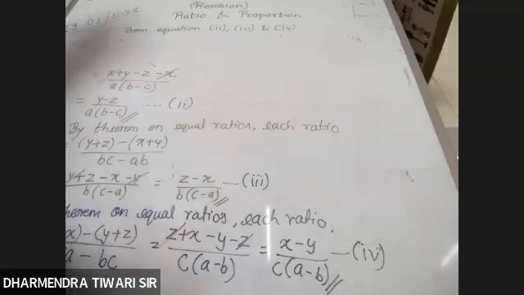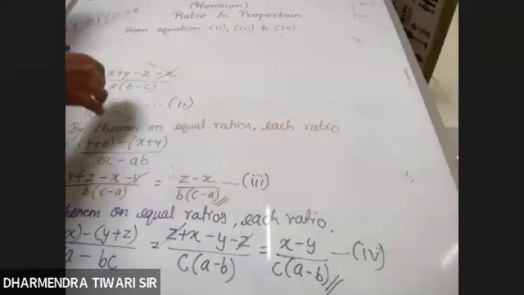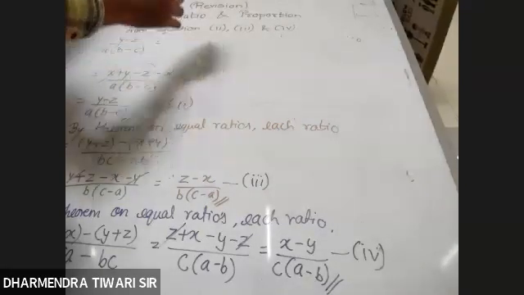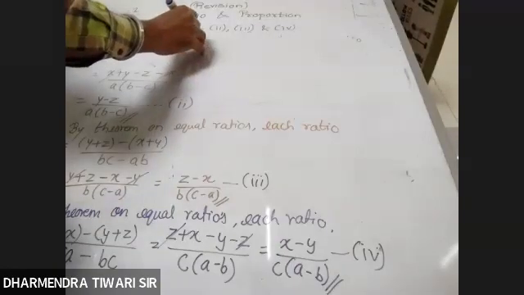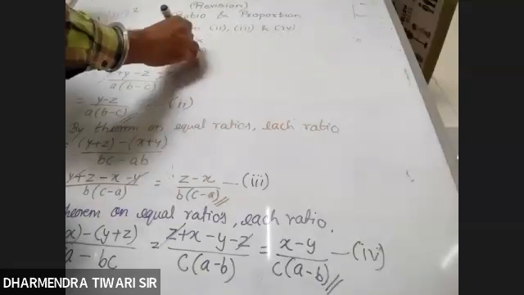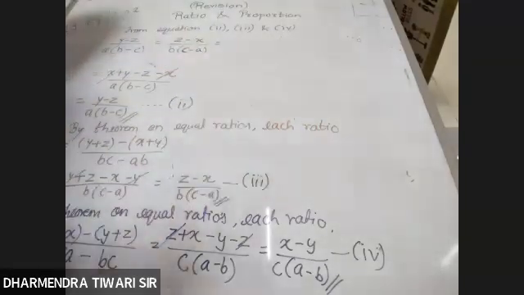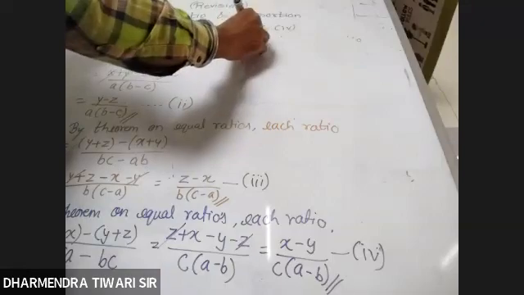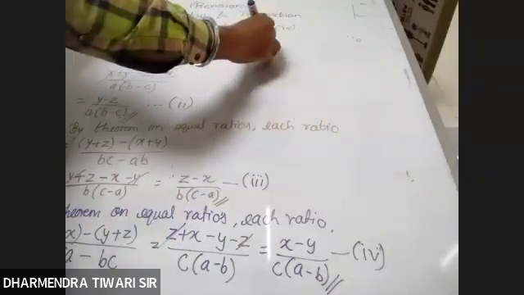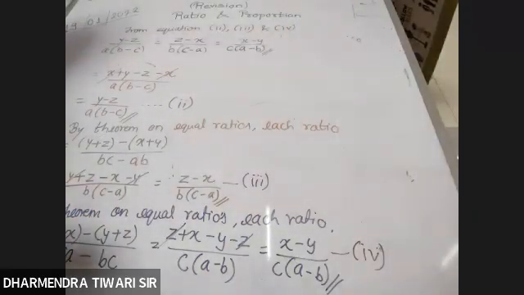Whatever ratio they were asking about, we can say that each ratio is equal, means they are equal. So y minus z upon a into b minus c is the same as z minus x upon b into c minus a, which is the same as x minus y upon c into a minus b. This was the required solution for the given third problem.